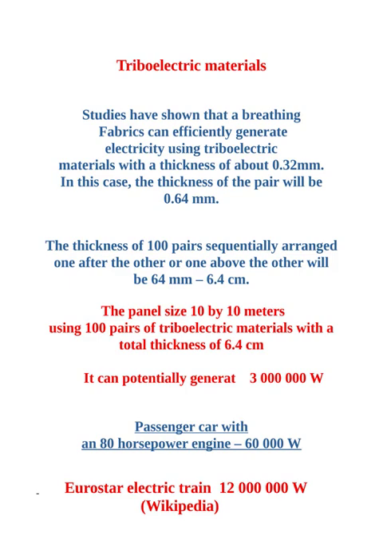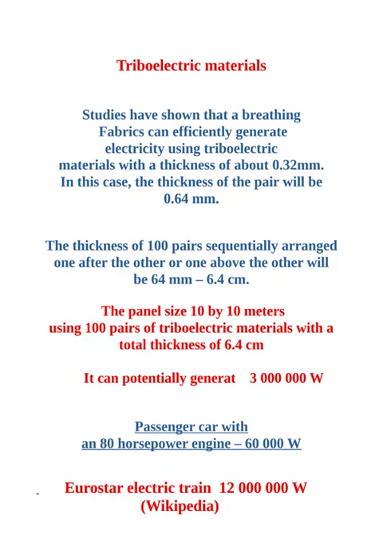The thickness of 100 pairs sequentially arranged one above the other will be 64 mm, 6.4 cm. The panel with the size 10 by 10 meters using 100 pairs of triboelectric materials with a total thickness of 6.4 cm can potentially generate 3 million watts.